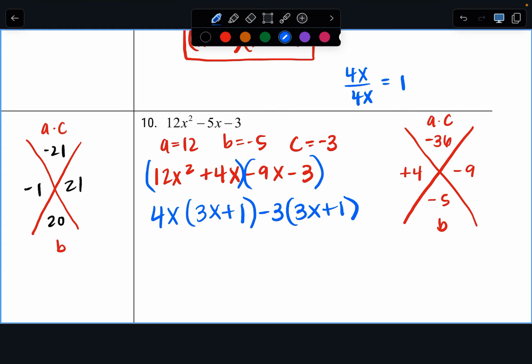3x plus 1. First factor comes from your matching parentheses. So we have 3x plus 1. Second factor comes from your GCFs, 4x minus 3.